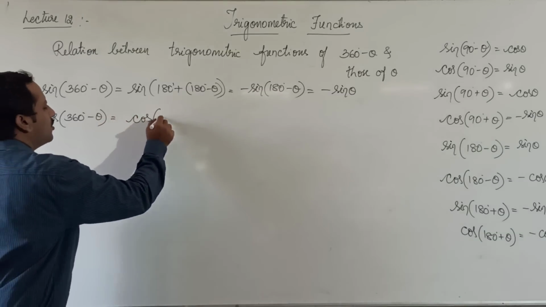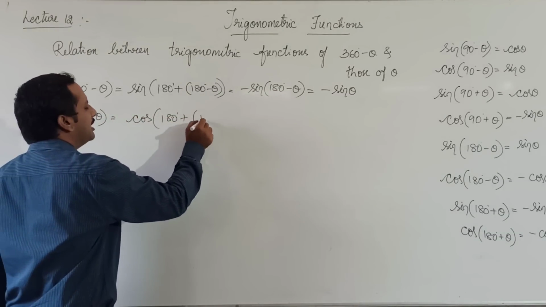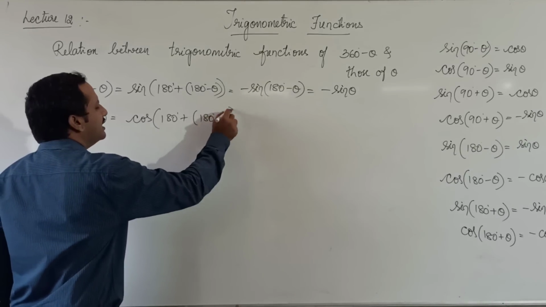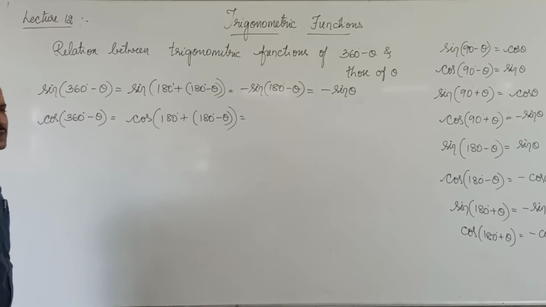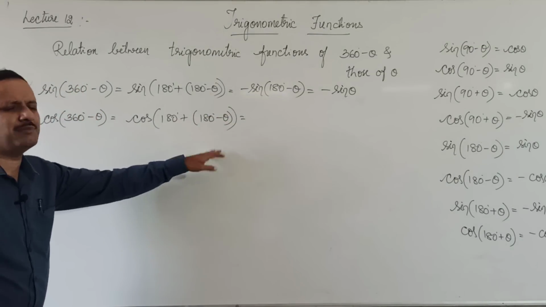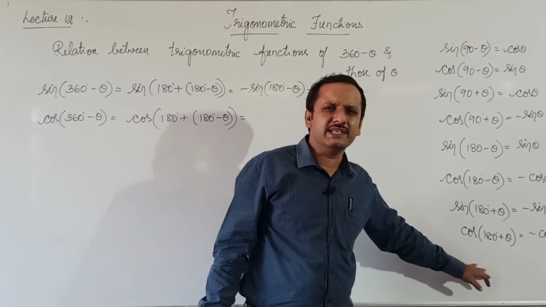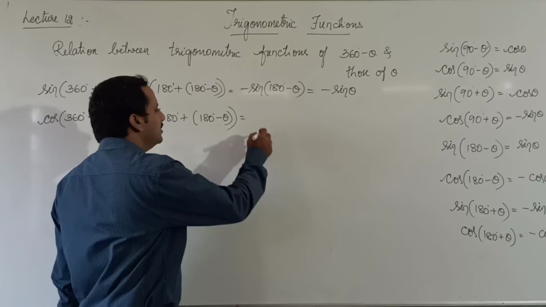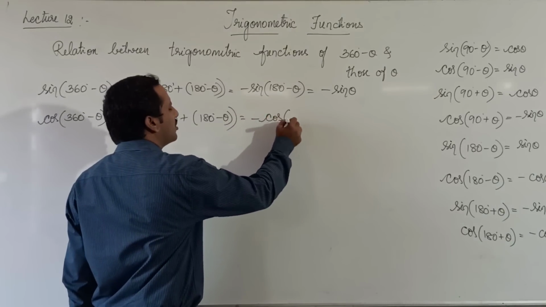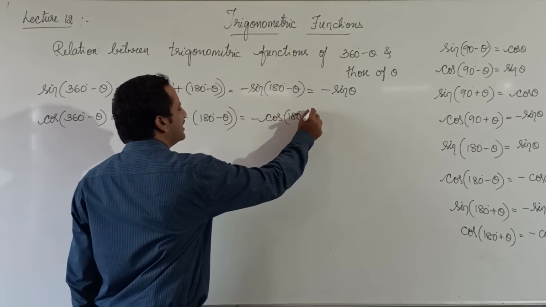That's equal to cos of 180 degree plus 180 degree minus theta. That's equal to cos 180 plus theta. Cos 180 plus theta is equal to minus cos theta. So this will give you minus cos 180 minus theta.